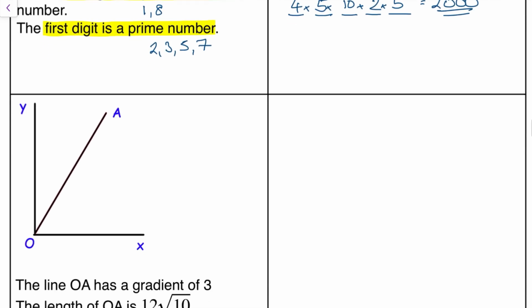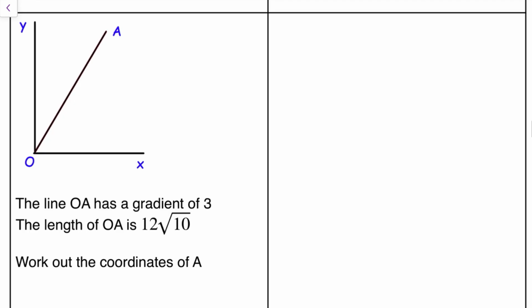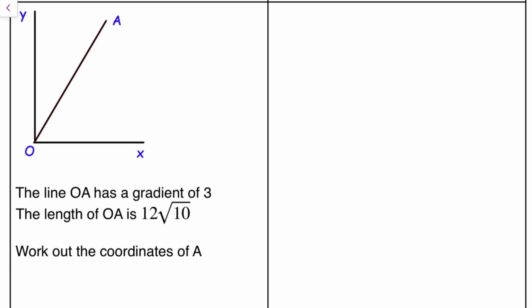Good question. Next question. Come back again. The line OA has a gradient of 3. Right. The length. Oh, we had a similar question to this before, didn't we? The line OA has a gradient of 3. The length of OA is 12 root 10. Work out the coordinates of A.